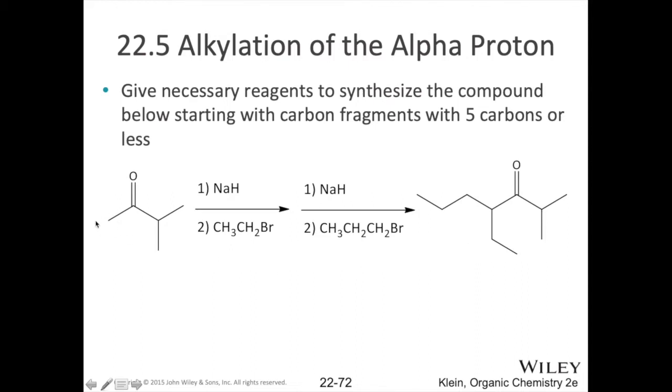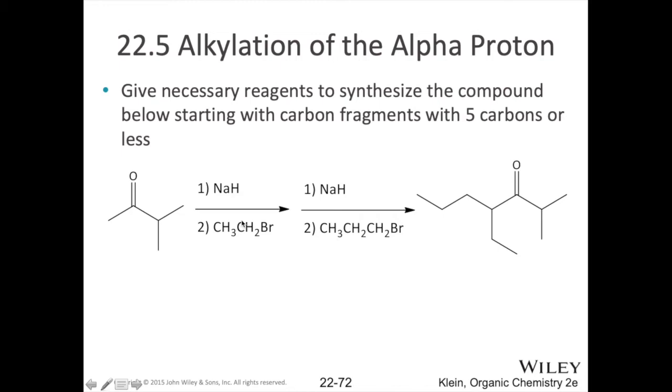Now this is the less hindered carbon, so we're going for the kinetic product here. We're going through the kinetic enolate. So I believe up here they've actually made a mistake. They've put sodium hydride here. I think they meant to put LDA at a low temperature. That's where you would add to this less hindered carbon on the left.